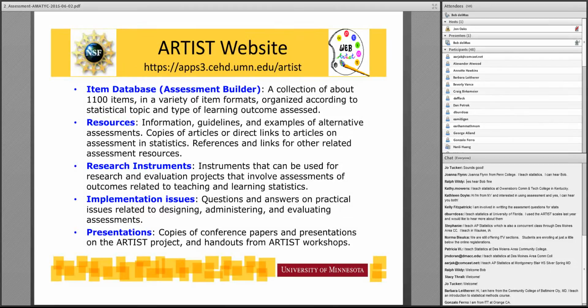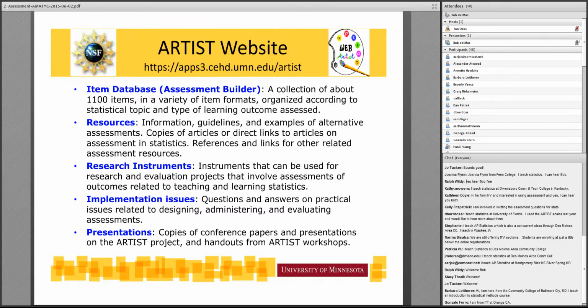And if you go there, the URL is there, and I'll give it to you again at the end. But if you go there, you'll see that there are several links to different types of resources with information, guidelines for assessment, covering a lot of things I just covered in the first few slides.